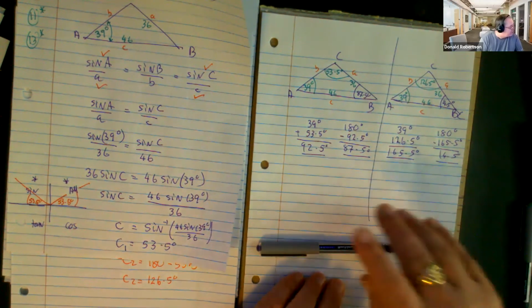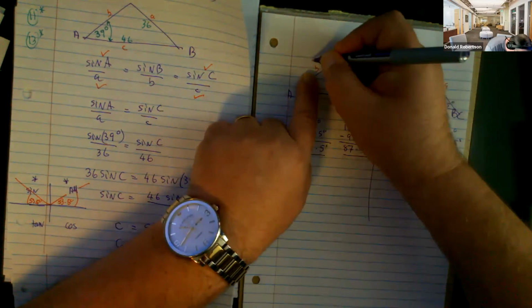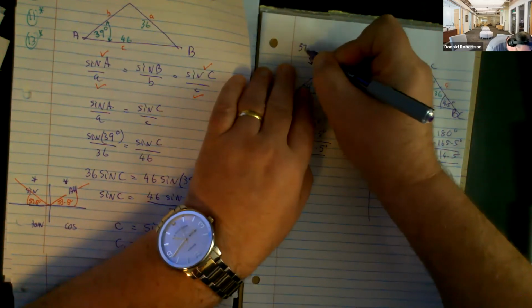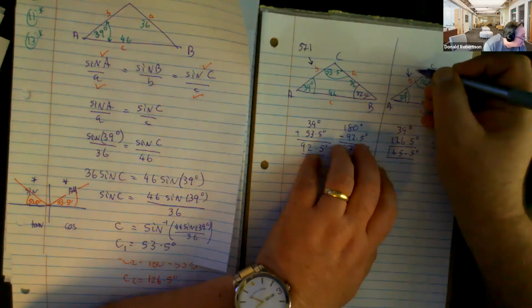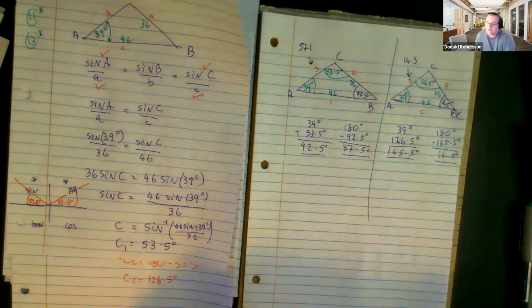We are good. So in this one here, the b ends up being 57.1. And in this one here, b ends up being 14.3.